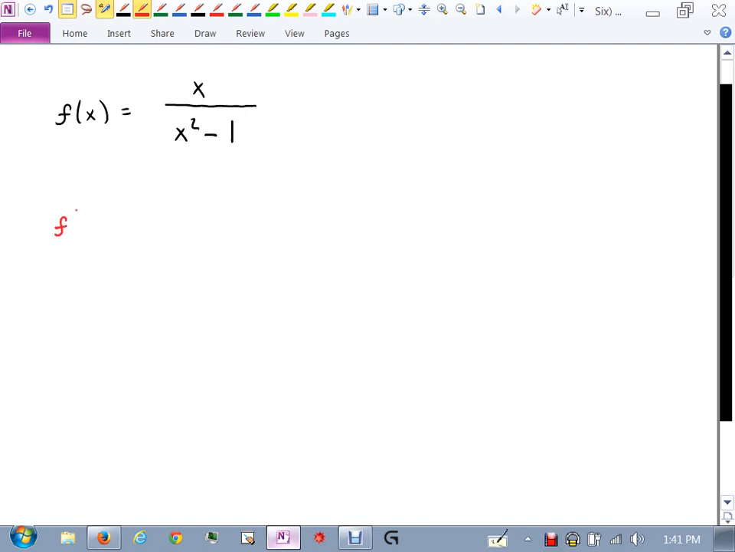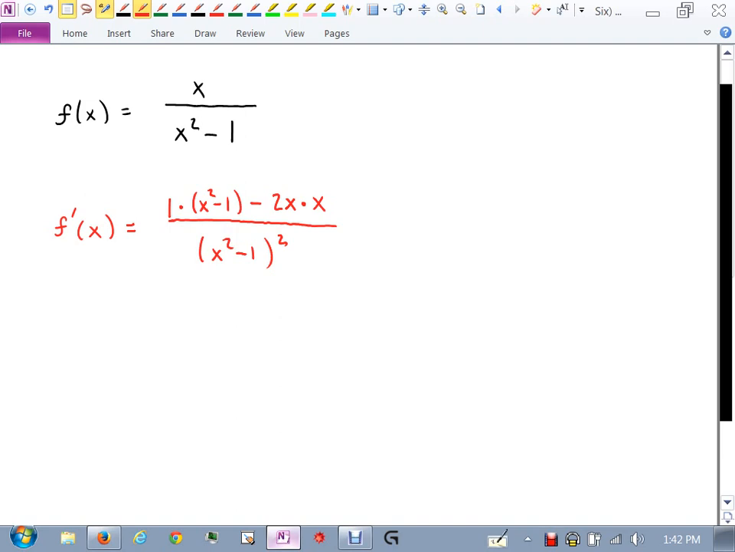So what's the derivative of this? Well, you're going to have to apply the quotient rule, aren't you? So it's the derivative of the top times the bottom, minus the derivative of the bottom times the top, all over the bottom squared. You agree?